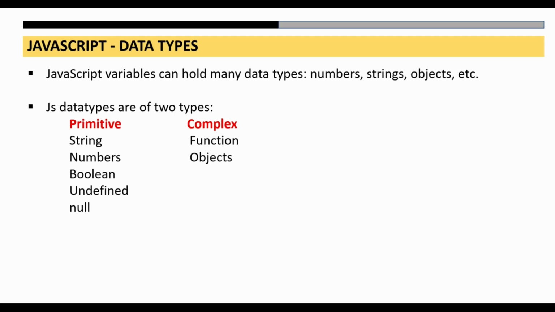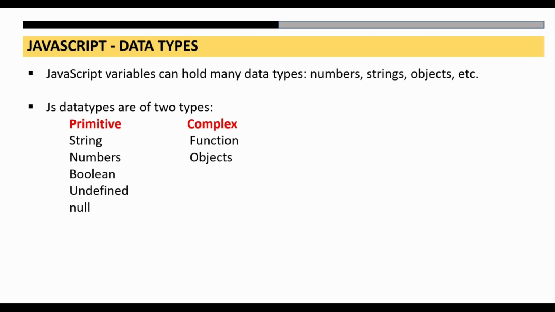For example, we have seen string. When we declare a string, we include either single quotes or double quotes, so that means it's a string. And if you're declaring some digit value, it is going to consider it a number. This is how it understands whether it's a number, a string, an object, null, or a boolean value.